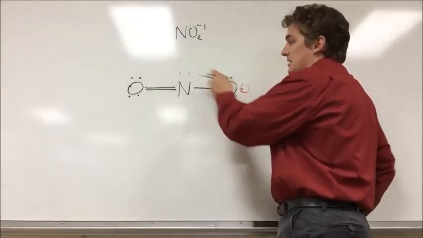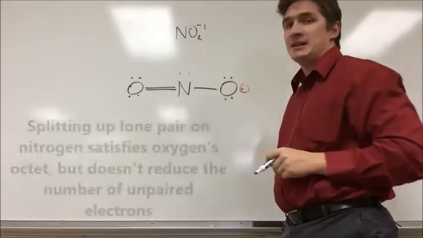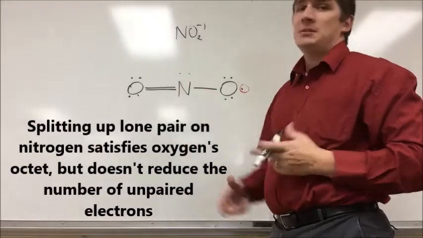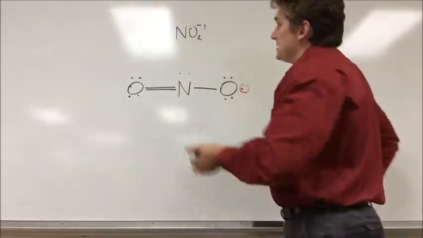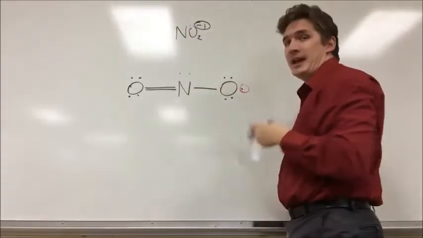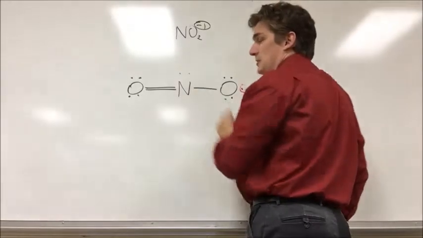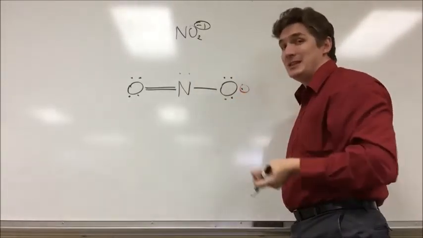Well, we can either break this lone pair up on nitrogen and form a double bond. This will satisfy the octet on the oxygen, but now we have an unpaired electron on nitrogen, so we really haven't gained anything by doing this. This is where you're going to utilize your negative charge. Right now, nitrogen has a satisfied octet. It's got 2 lone pair electrons and it's got 6 due to bonding. So if you add another bond, now you're going to exceed the octet.